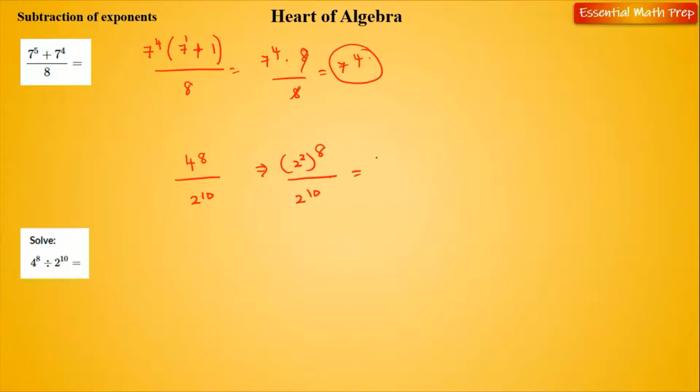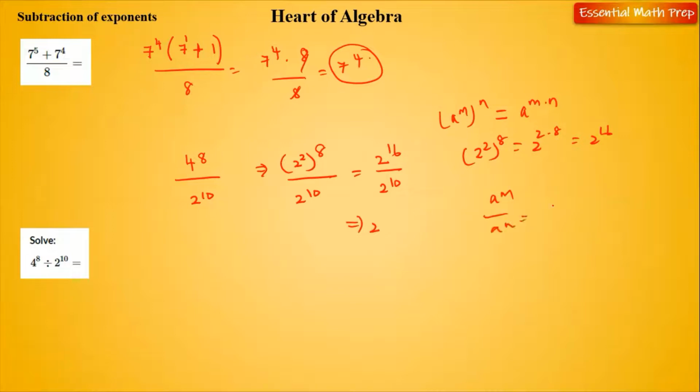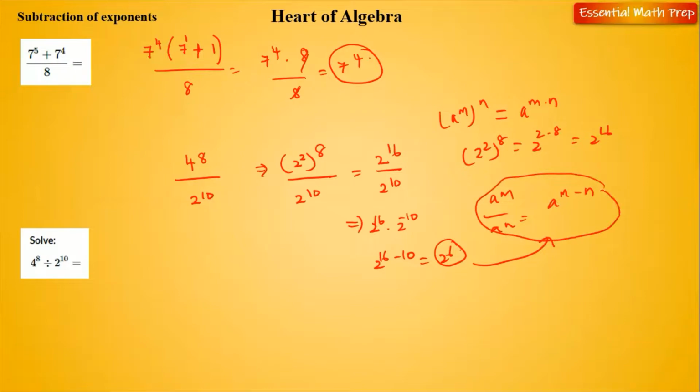This is the same as 2 power 16 over 2 power 10, because a power m raised to the power n is a power m times n. So 2 squared raised to the power 8 is 2 power 2 times 8, which is 2 power 16. Now, you know what the answer is. When you have a power m over a power n, it is a power m minus n. So 2 power 16 over 2 power 10 is 2 power 16 minus 10, which is 2 power 6. Just using this logic. And that's it.